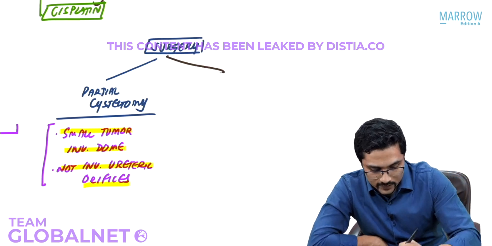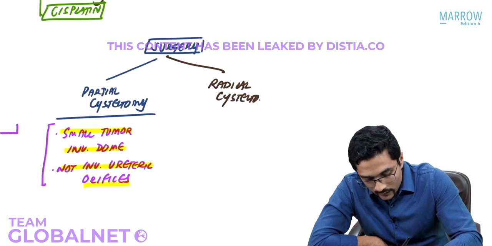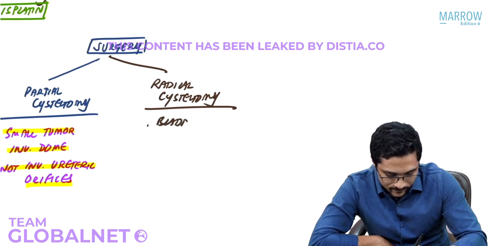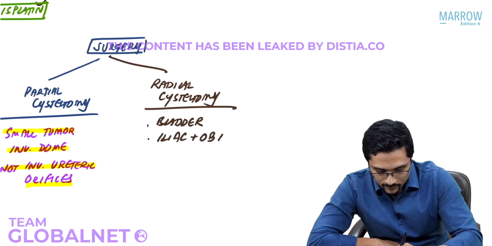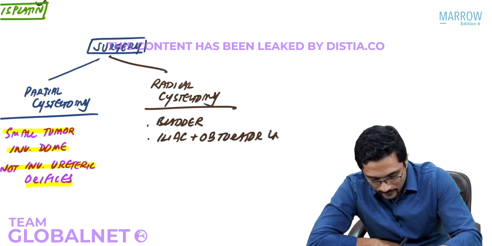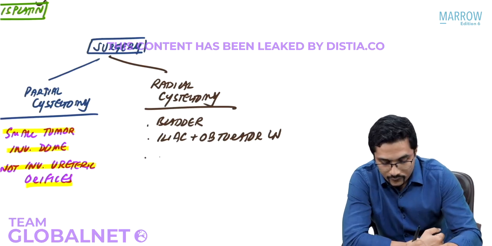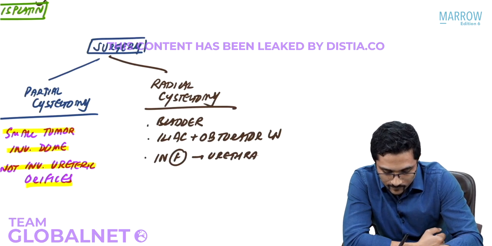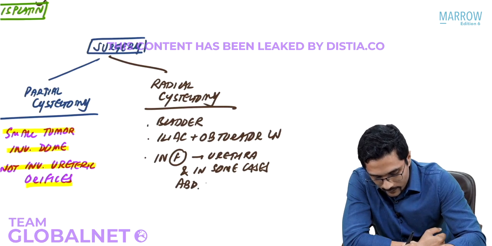Otherwise, majority of the patients are going to land up with a radical cystectomy. Now, radical cystectomy would entail the removal of the bladder plus iliac plus obturator lymph nodes. In females, the urethra, and in some cases, abdominal hysterectomy has to be done.